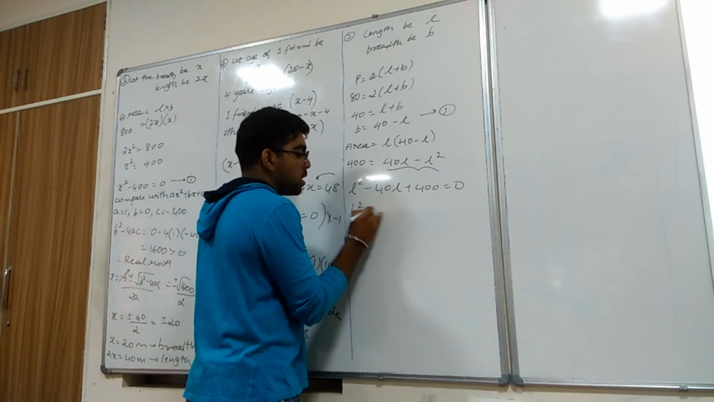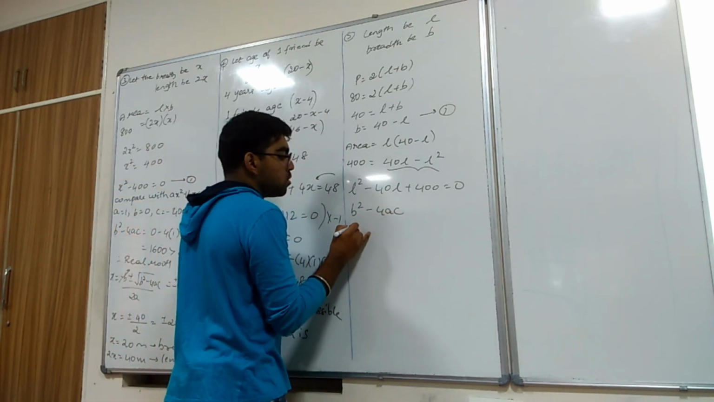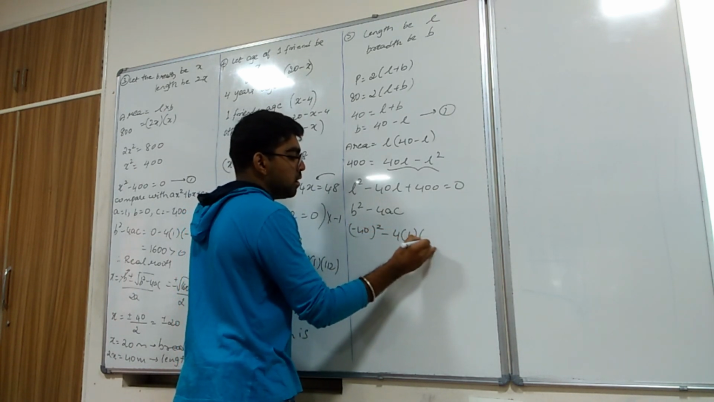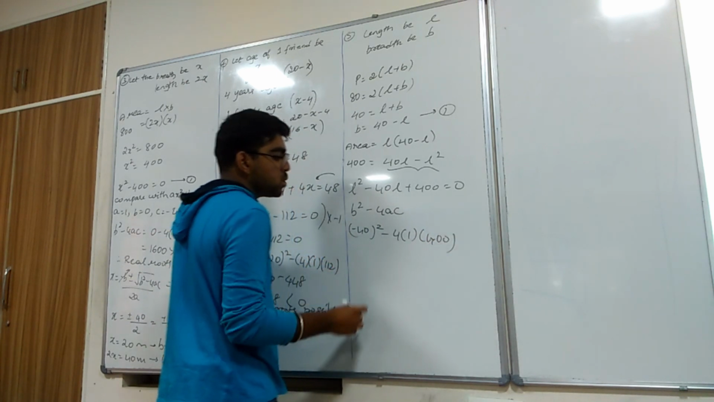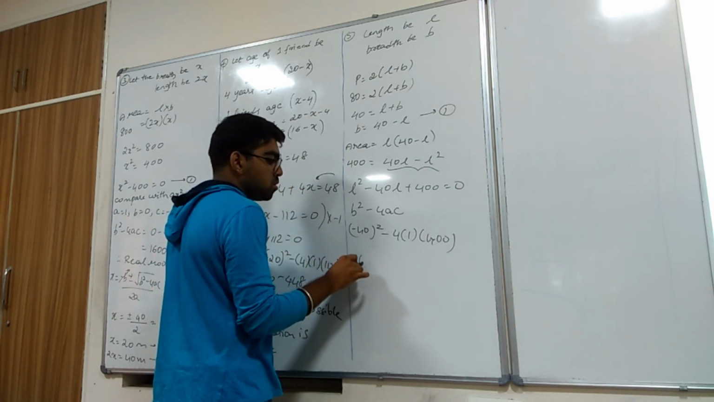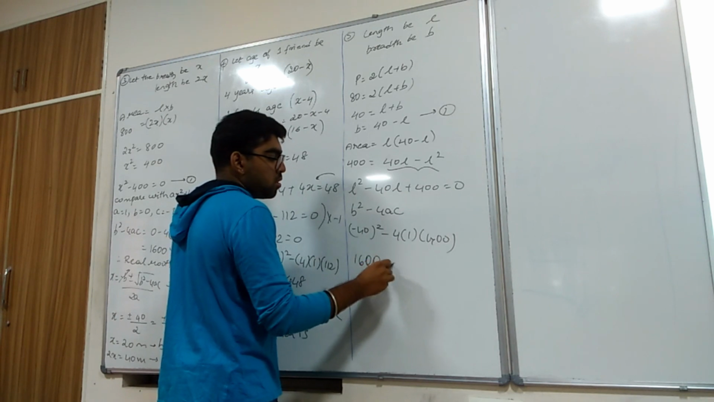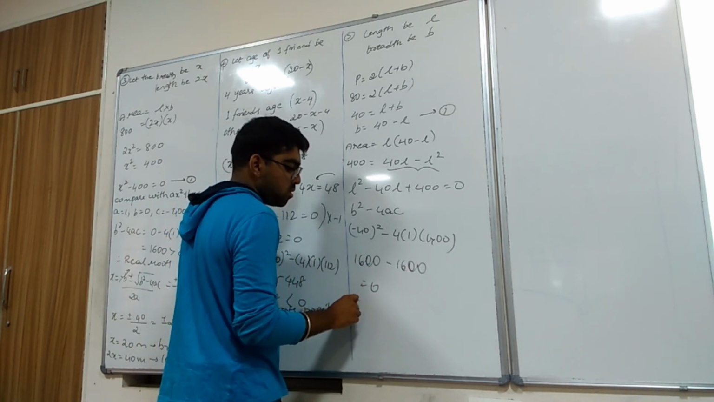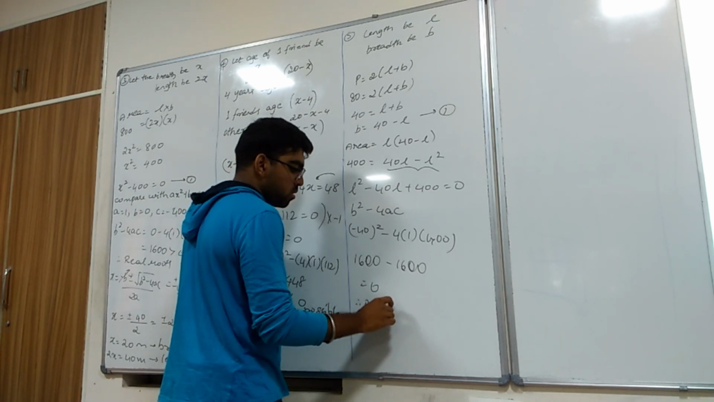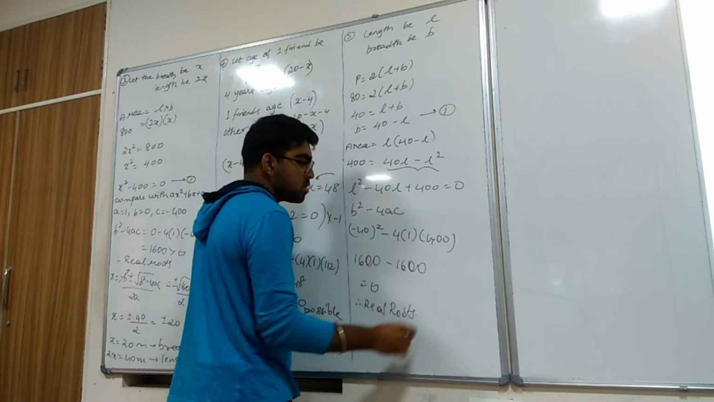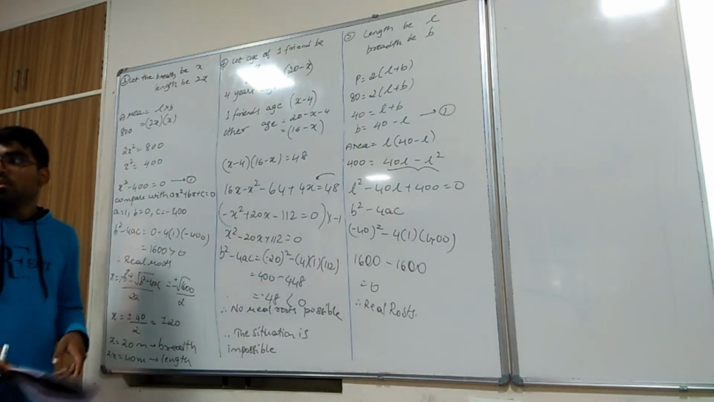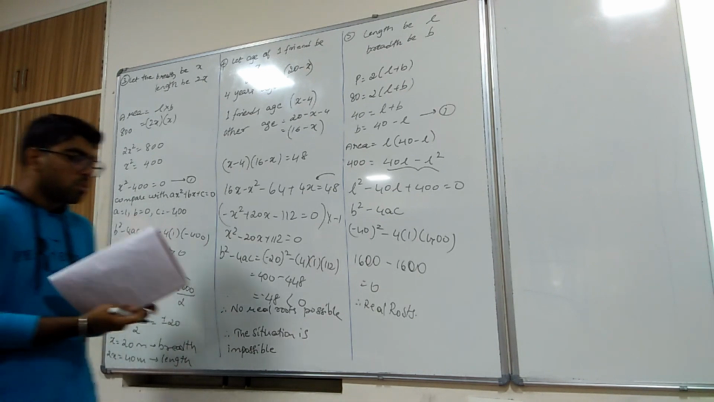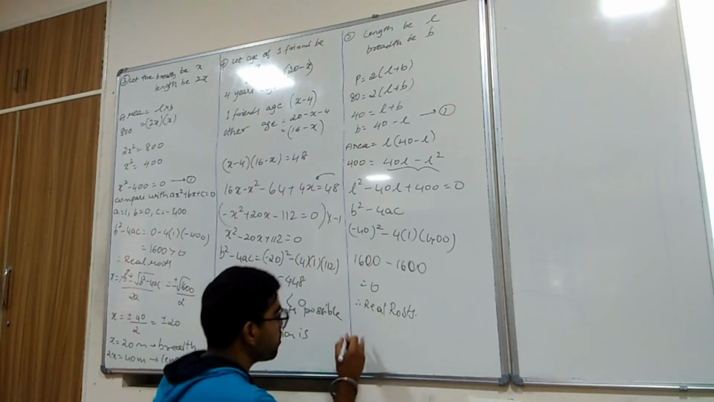So, b square minus 4ac. Minus 40 the whole square minus 4 into 1 into 400. 40 square is 1600, and 4 times 400 is 1600. So the discriminant is 0. Real roots, right? Yes? Real roots exist. So therefore, the situation is possible.